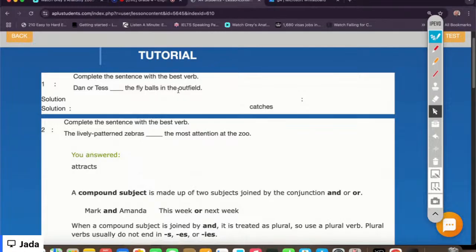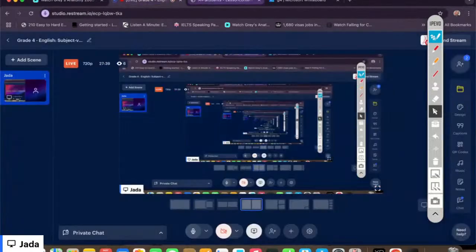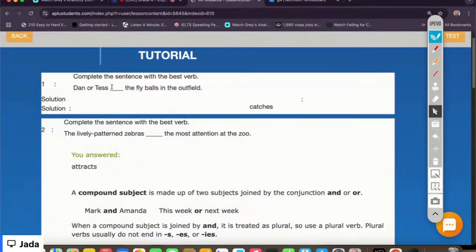Complete the sentence with the best verb. Dan or Tess dash the fly balls in the outfield. So, what is the one closest to the verb? We can see that Tess is a singular subject and we have or here. So it's closer to the verb. So we will have a singular verb with es, catches.